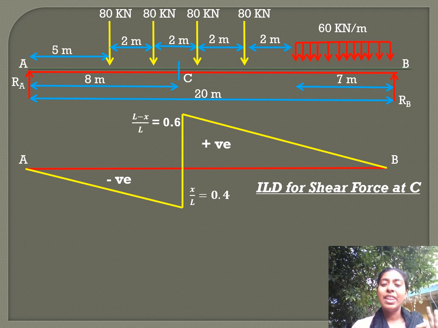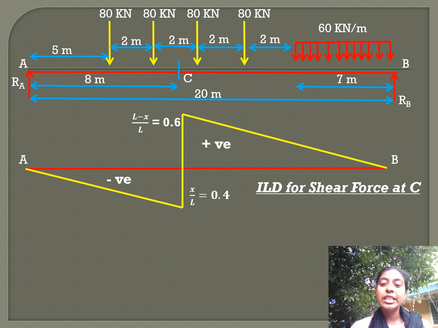Now, see this x by L and (L minus x) by L, if we add, we should get 1. Always remember, while you are drawing the influence line diagram for shear force for a section, for a simply supported beam, our negative ordinate is x by L, the positive ordinate is (L minus x) by L, and when you add these both, you will be getting 1. So (L minus x) by L plus x by L, we will get L by L, that is equal to 1.